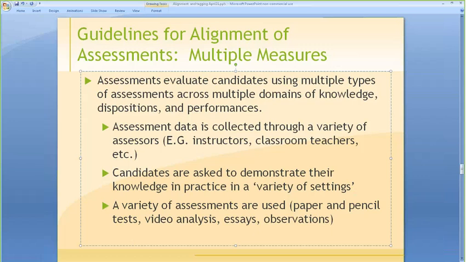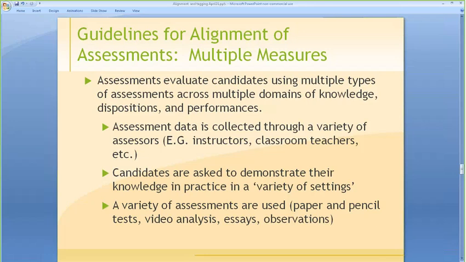Paper and pencil tests with scenarios could be an example. Video analysis, essays, as well as your observations of field experience or student teaching. So these are multiple measures, and they can cut a lot of ways: not just lots of different assessments, but assessments in a variety of settings and through a variety of assessors.